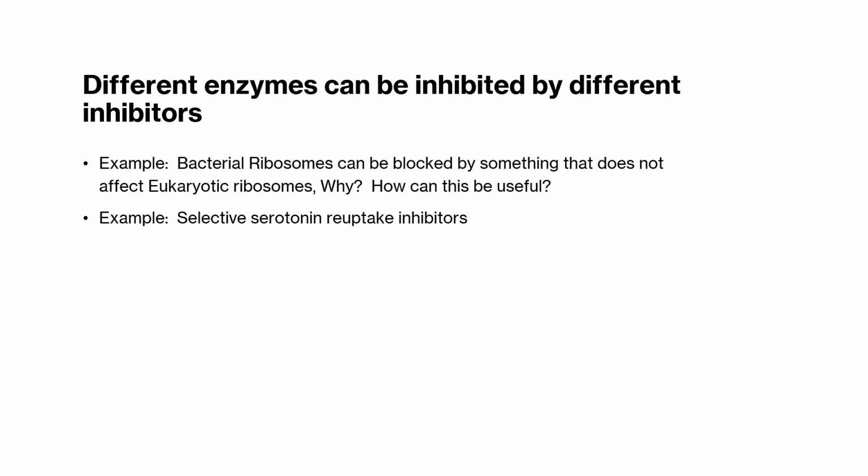Different enzymes can be inhibited by different inhibitors. So, for instance, if we look at bacterial ribosomes, which we know are different than eukaryotic ribosomes, we can have some molecules that block the function of bacterial ribosomes, but don't necessarily block the function of eukaryotic ribosomes. Now, the reason this happens, the why, is because they're different structures. The bacterial ribosomes are different, and so that's why you can have different molecules that will affect one type of ribosome but not the other.